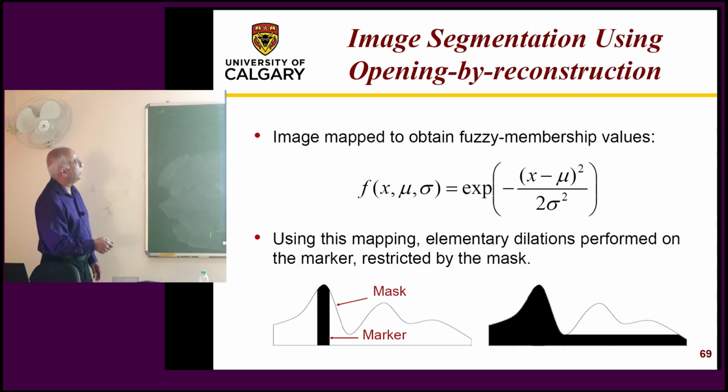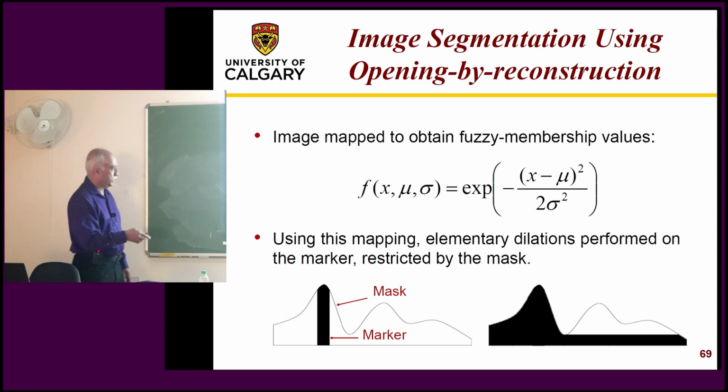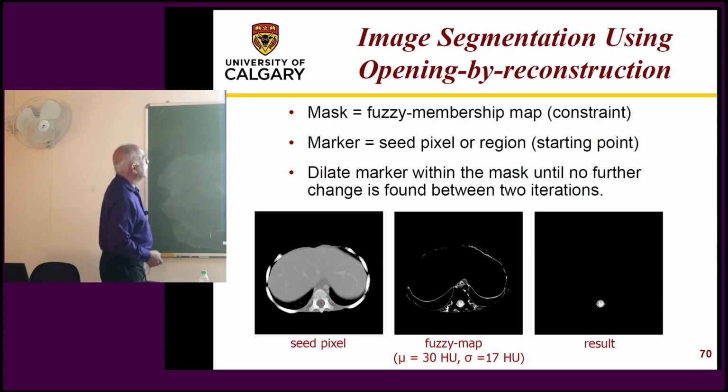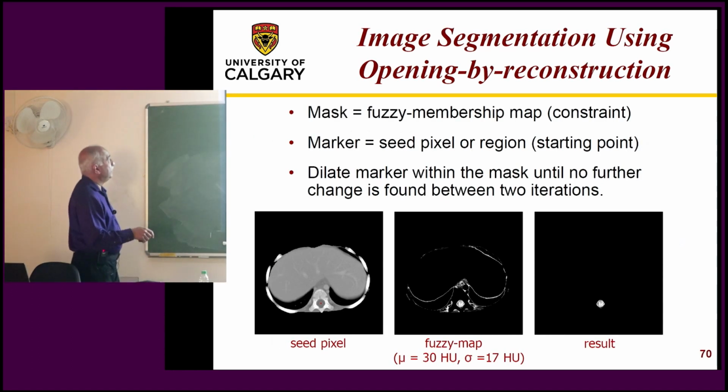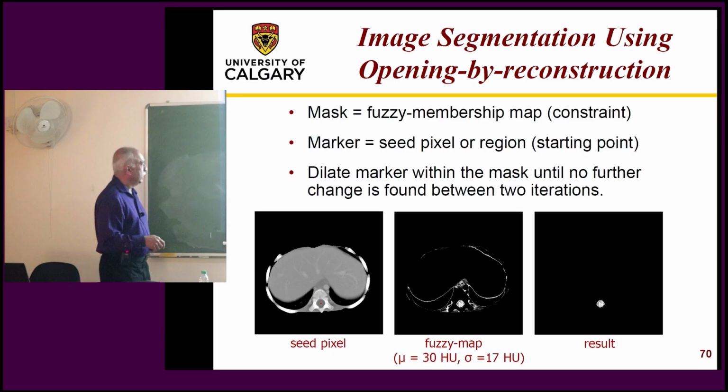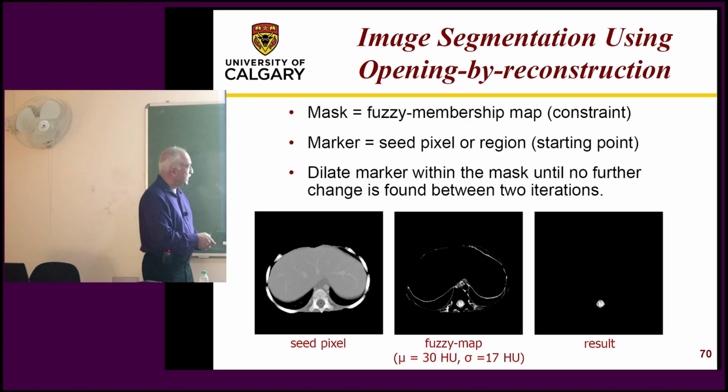The mapping is done using fuzzy membership, using this Gaussian function. So mask is a fuzzy membership map. Marker is a seed pixel or region. So this is the seed pixel in the spinal canal, the red dot here. That is the original CT image, but everything outside has been segmented and removed. This is the fuzzy map.